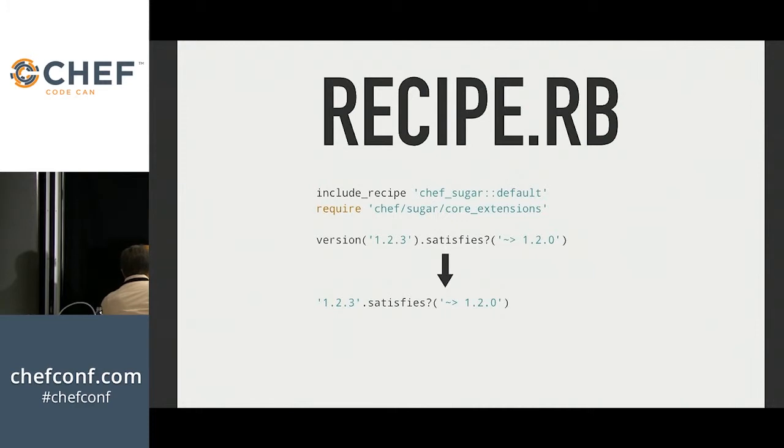The flip side of this is satisfied_by. So given a constraint, does a version satisfy it? If you have an array of like 3 or 4 constraints, you can call .satisfied_by on that array and give it a version, and it'll return true or false.